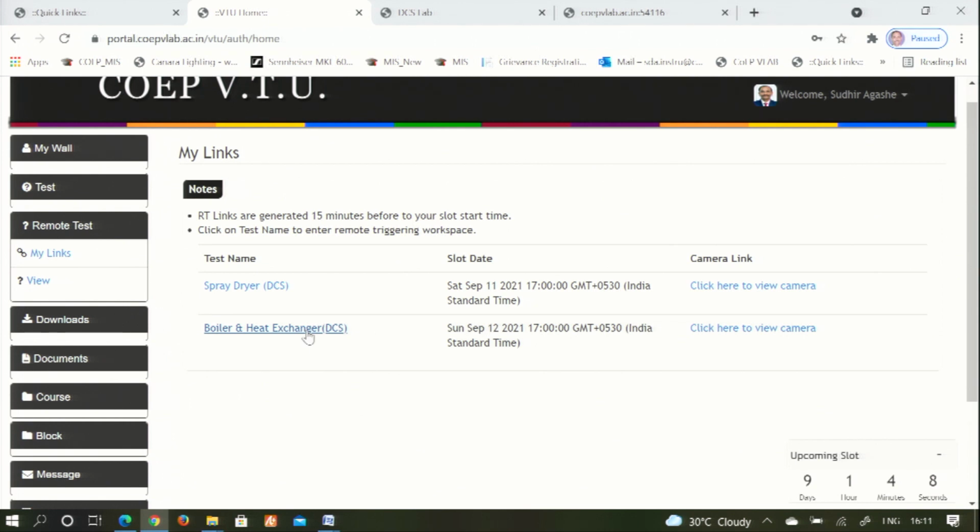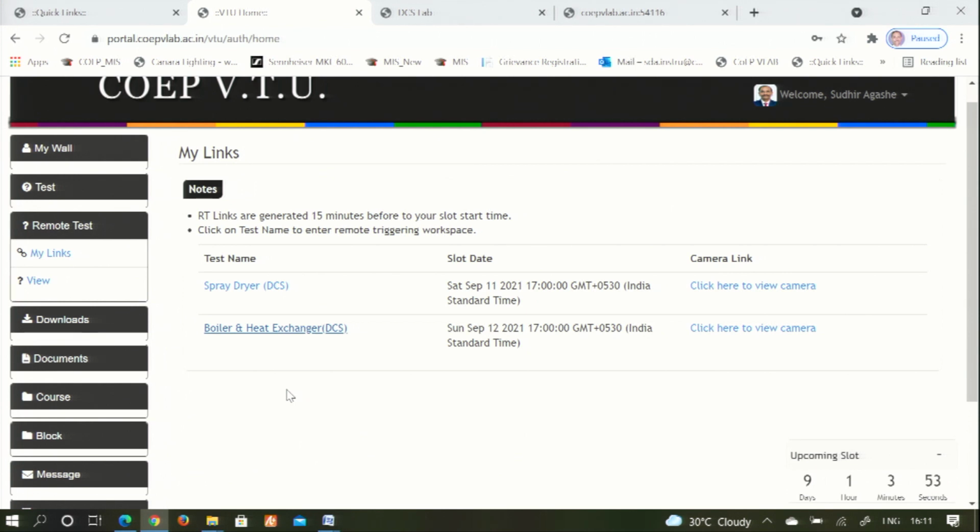For example, I have shown here the boiler and heat exchanger and spray dryer plant, and we have created a slot for that. We have 13 such pilot plants, so 13 students can work in parallel on this facility.